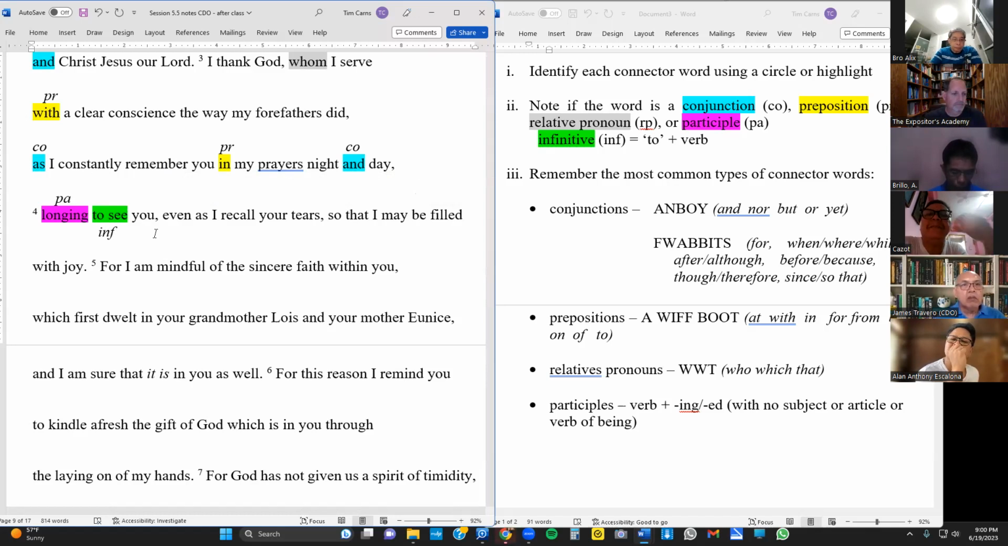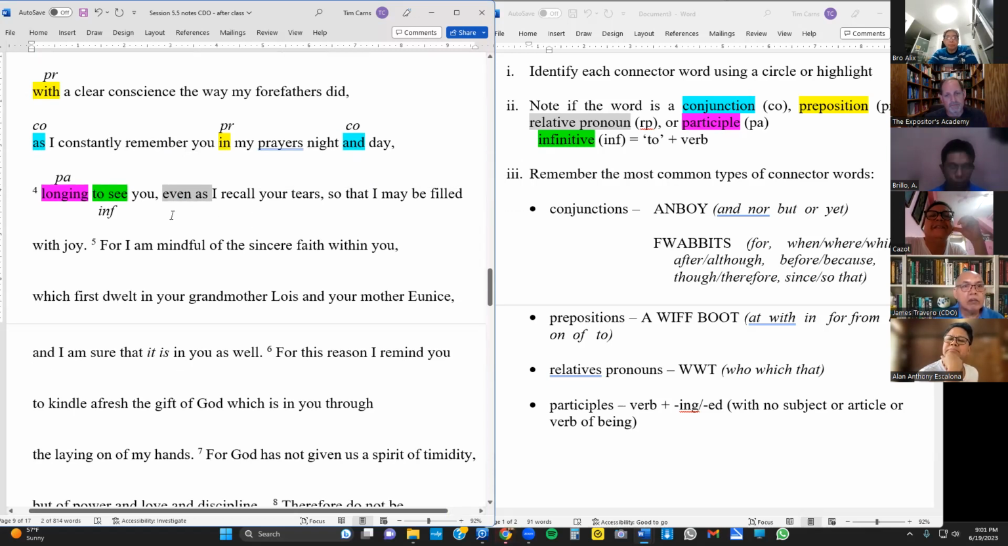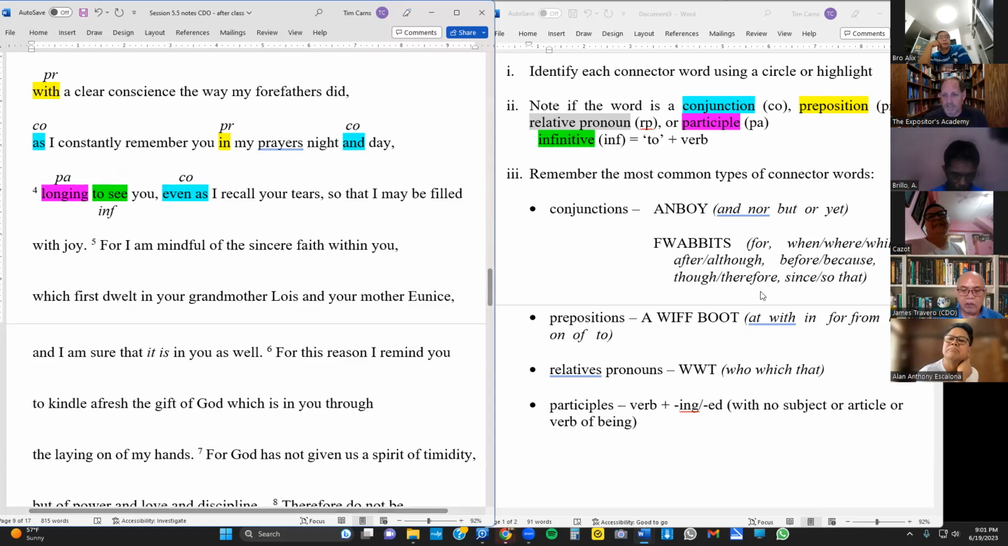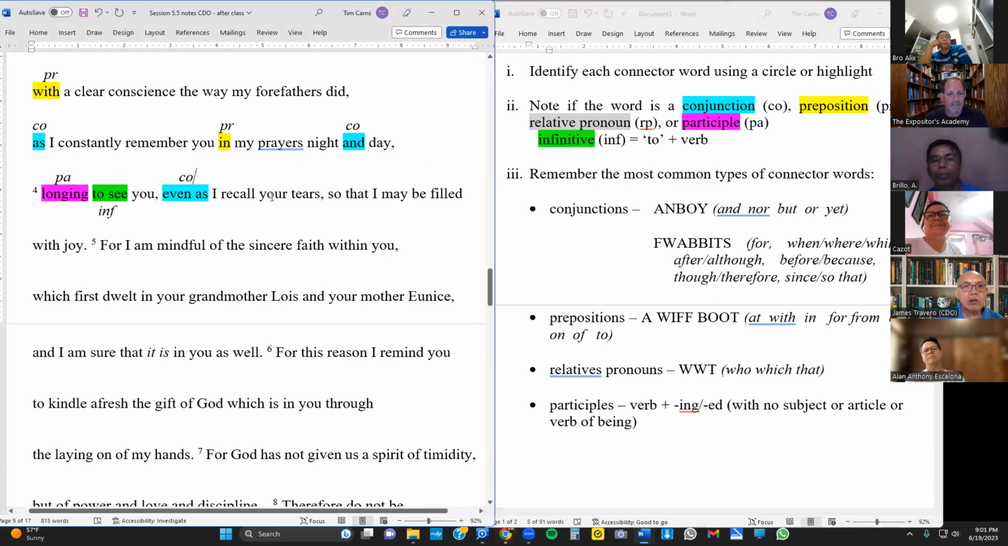As Pastor Tim, as I recall. Yes, even as, actually. What kind of connector word is "even as"? Conjunction, Pastor Tim. Yes. Is it coordinating or subordinating, by the way? Subordinating. Yes, because it's not one of these five, right? These five are coordinating. All right, excellent. Do you see any more, Kazot?